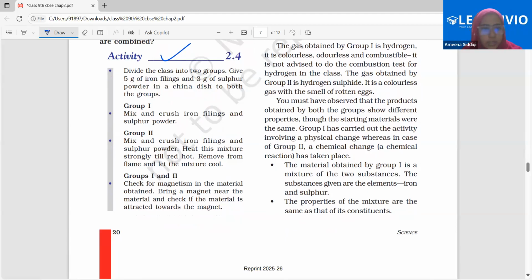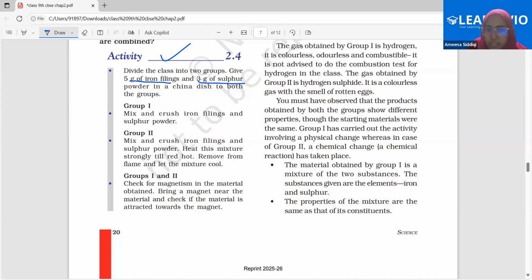No worries, we'll discuss it right now. See, 5 grams of iron filings. Now, iron filings means what? It's an element, iron, right? And 3 grams of sulfur. Again, sulfur is an element which is a non-metal. Both of them are two separate elements. Individually, both of them are substances. That means both of them are pure matter.